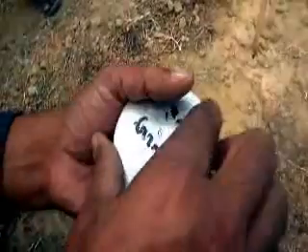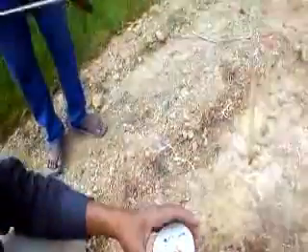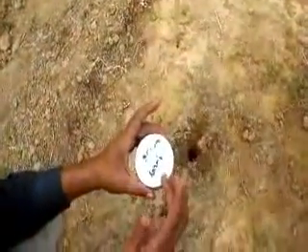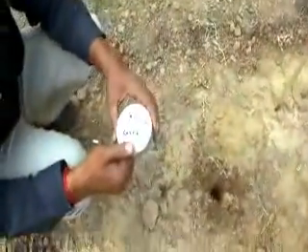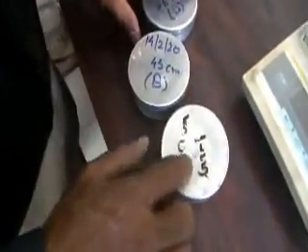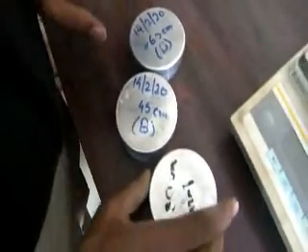We need to put this sample in the oven at 105 degrees Celsius for 24 hours to find out what the soil moisture is. So we will weigh this box before putting it in the oven and after it is dried from the oven after 24 hours. Let us take another sample from 45 and 60 centimeter. So now we have samples for 30 centimeter depth, 45 centimeter depth and 60 centimeter depth.